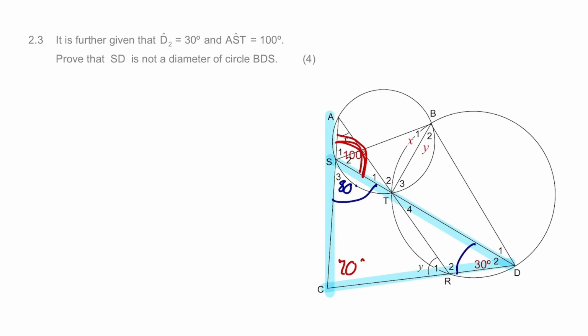Once we've done that, we're almost home and dry. Earlier on we proved that we had a cyclic quad. So we go back to this quad. The opposite angles do add up to 180 degrees, and that means that we are sure that the angle combination of x and y is actually 110 degrees.